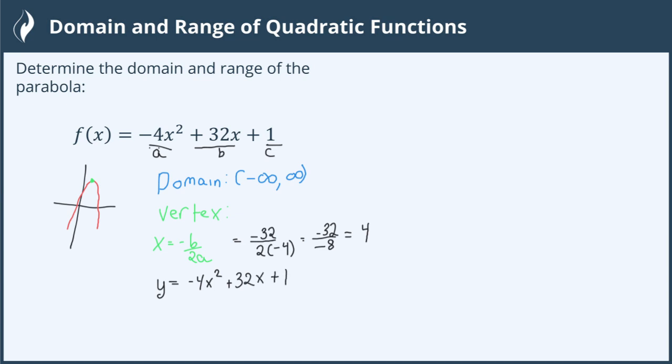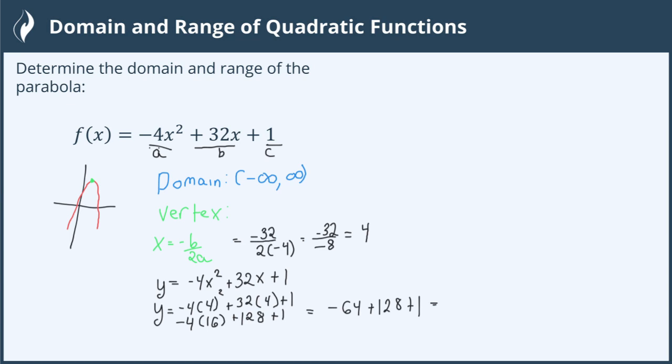So everywhere I see an x, I'm going to fill in the 4 that I solved for. Four squared is 16, and 32 times 4 is a positive 128 plus 1. We can further simplify by multiplying negative 4 times 16, which is negative 64, plus 128 plus 1.